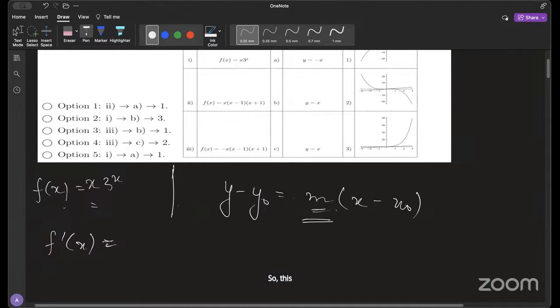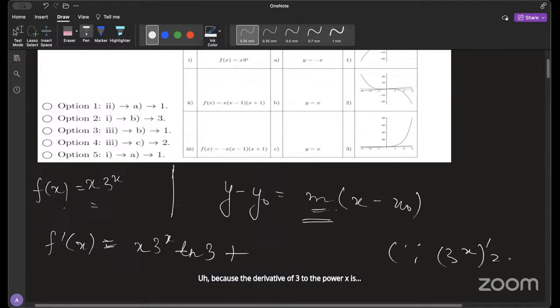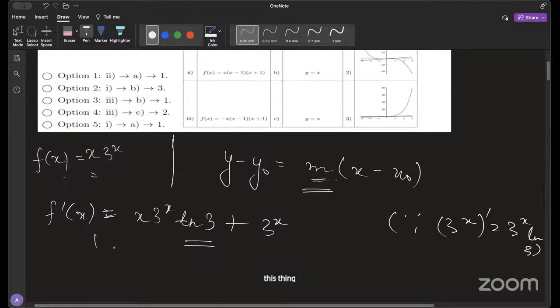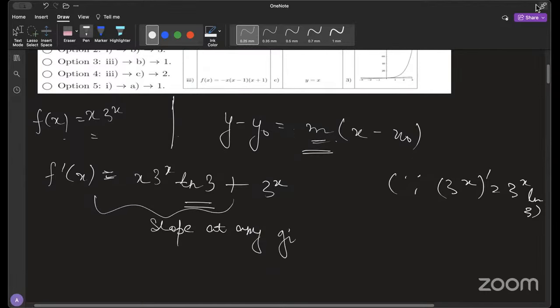So differentiating this gives you x, and the derivative of 3 to the power x is 3 to the power x times natural log of 3, right? Because the derivative of 3 to the power x is 3 to the power x natural log of 3. And then you keep 3 to the power x constant and the derivative of x is 1. So this is your derivative. This thing is the slope at any given point x.